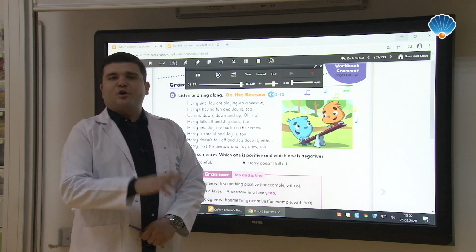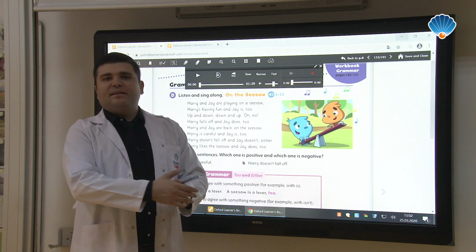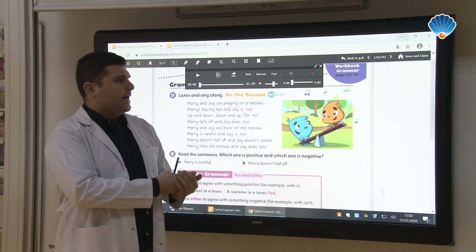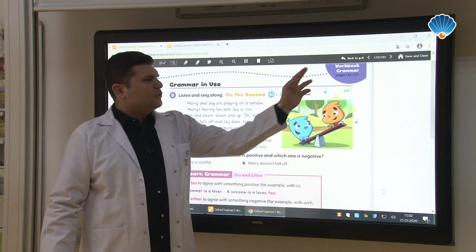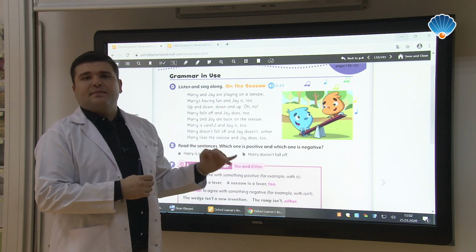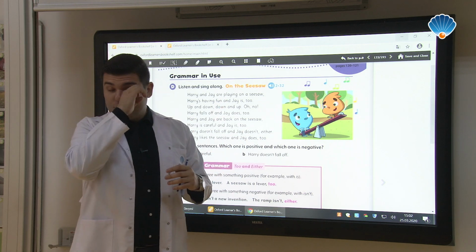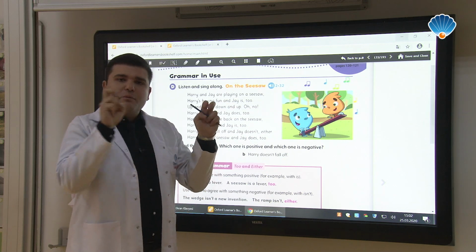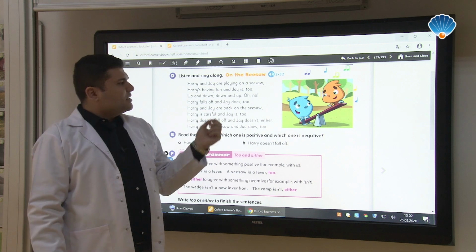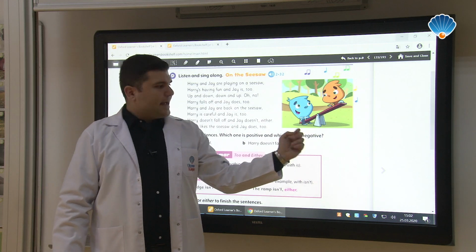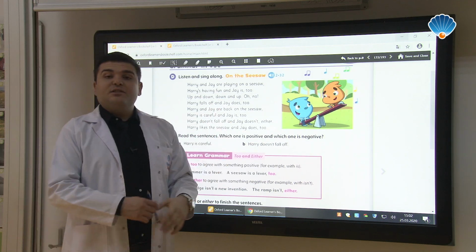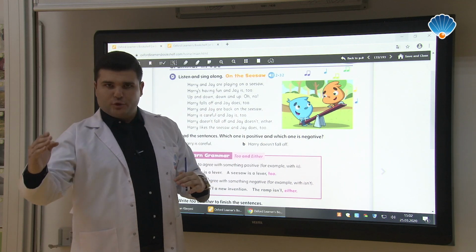Okay, so it's a short and funny song. I mean, this song helps us to understand the grammar point here. Okay, so I want to read the sentences in the song because I want you to see the grammar point for this unit. Okay, so it says Harry and Jay are playing on a seesaw. So they are playing on a seesaw, right? And Harry is having fun and Jay is too.